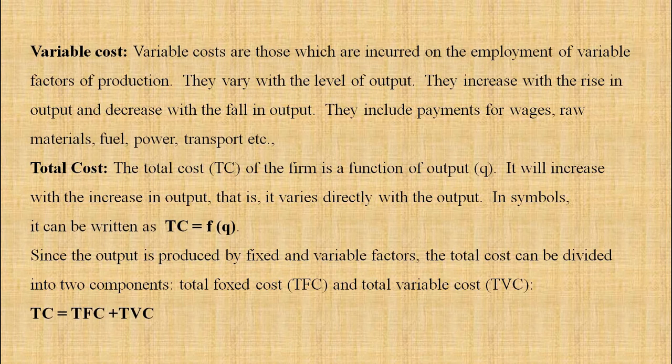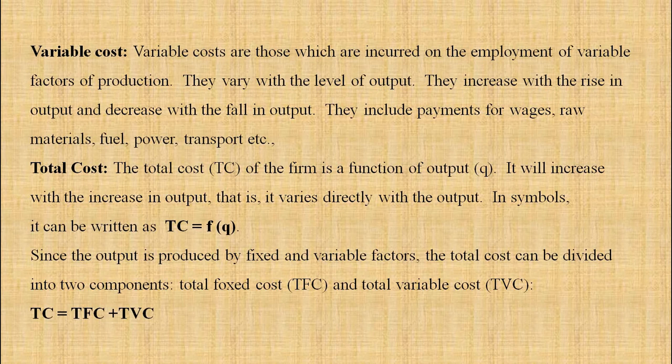Next, variable cost. Variable costs are those which are incurred on the employment of variable factors of production. They vary with the level of output. They increase with the rise in the output and decrease with the fall in the output. They include payments for wages, raw material, fuel, power, transport, etc.